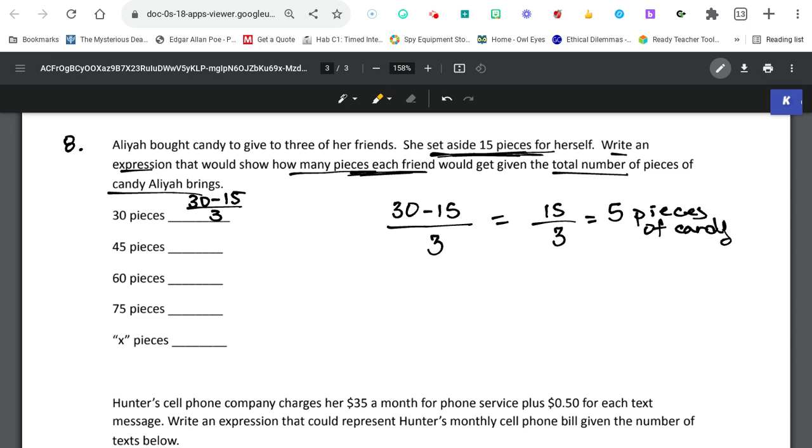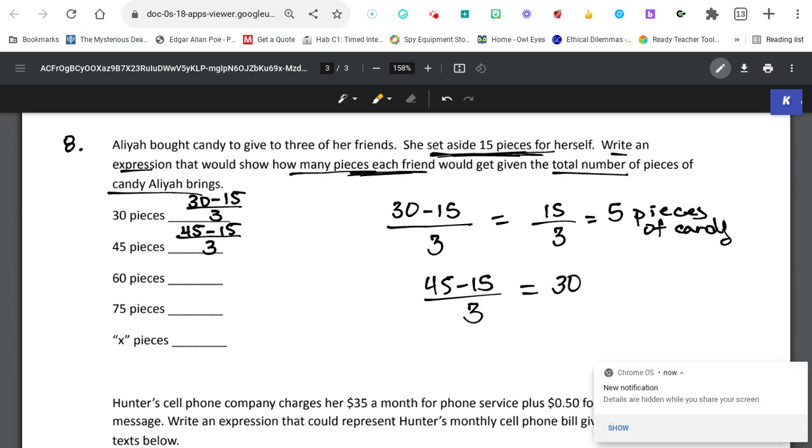What if she brings 45 pieces? What's 45 minus the 15 she's going to take out? She's taking it off the top. And she'll split the remaining, the leftover, after she subtracts, among the 3 friends. So if she takes 15 from 45, that's 30 pieces left, and she splits that between 3 friends, that's 10 pieces each, okay?